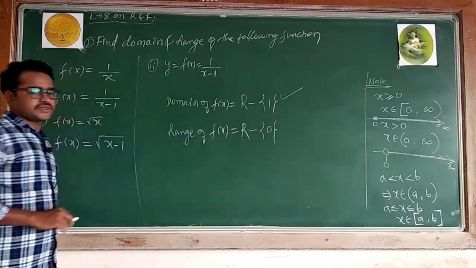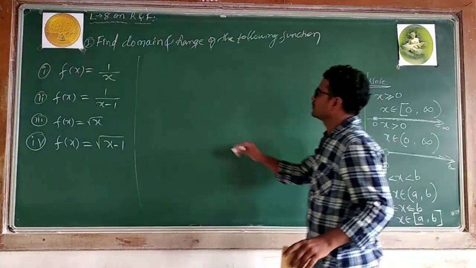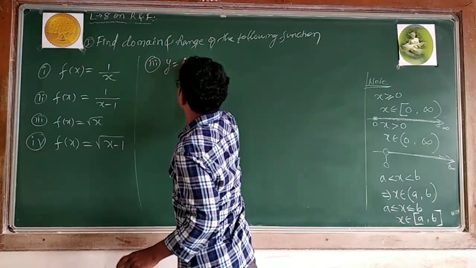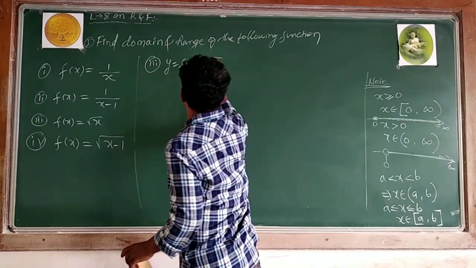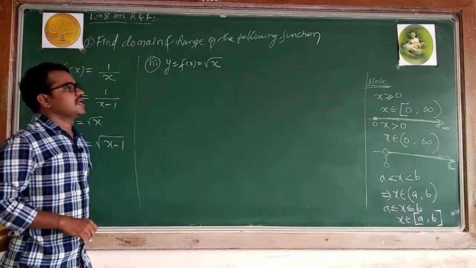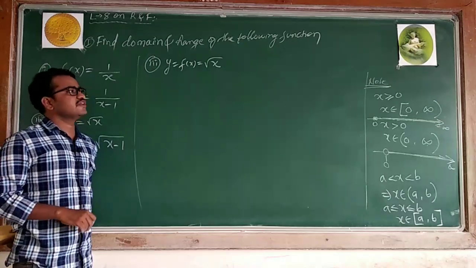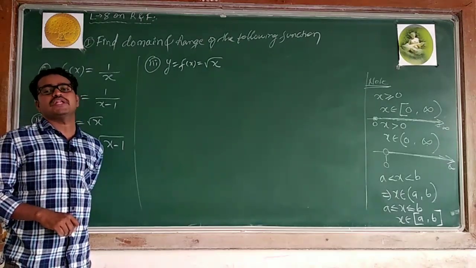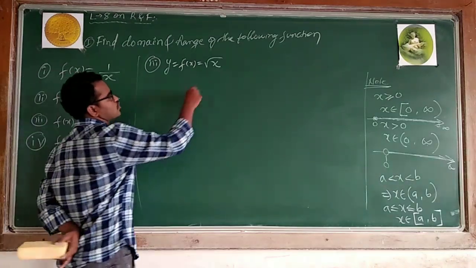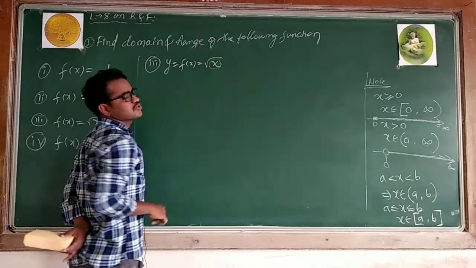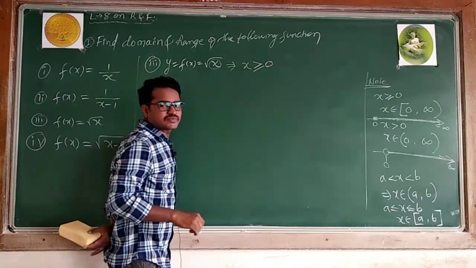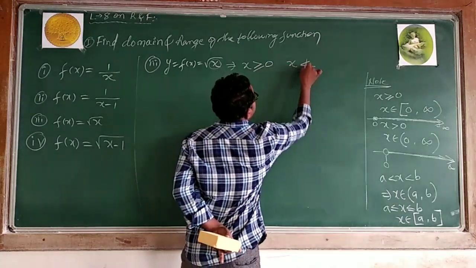Okay, this is about the second function. Third one, what do we have? y is equal to f of x is equal to root x. Whenever a root comes, the value under the root should not be negative. If it is negative, you will get imaginary roots. It implies that x should be greater than or equal to 0. x should not be less than 0.